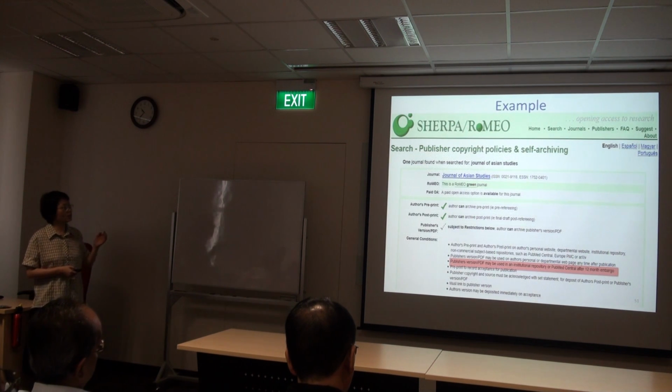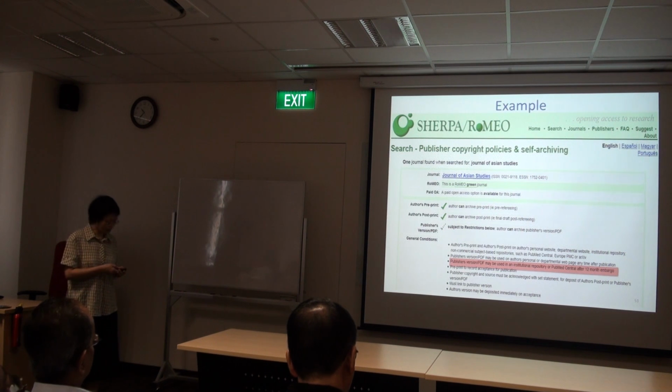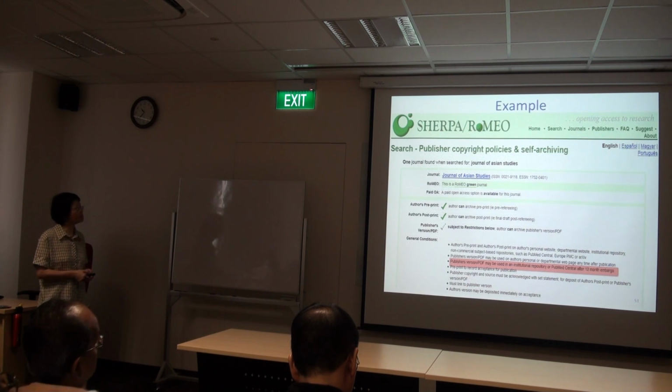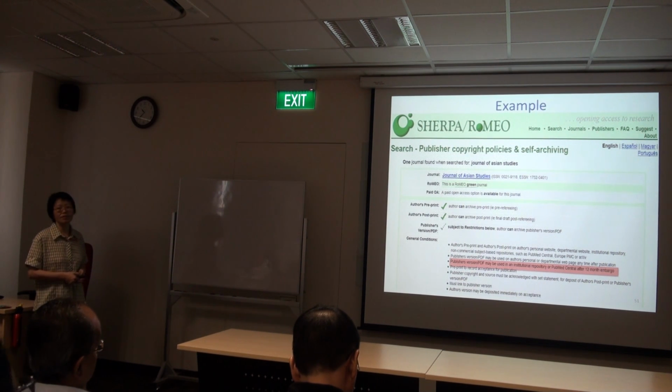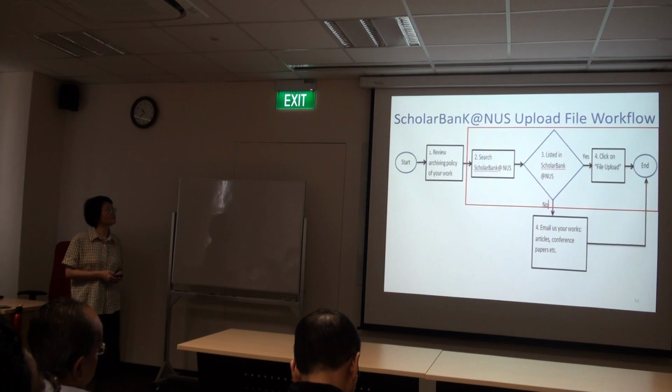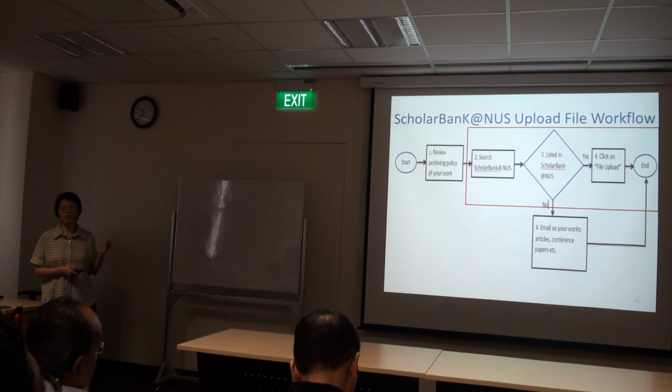We are going to do a demo, and this is the example that we are going to use. It is Prof. Clancy's article from the Journal of Asian Studies, published by Cambridge University Press with this type of archiving policy. The author can, it's basically green, and the published version is allowed to be deposited after a 12-month embargo. So now we have the versions ready.